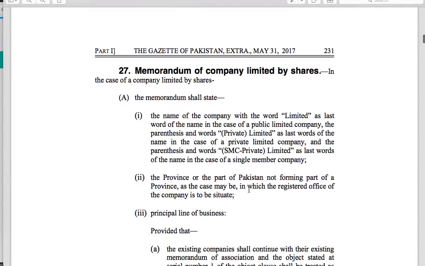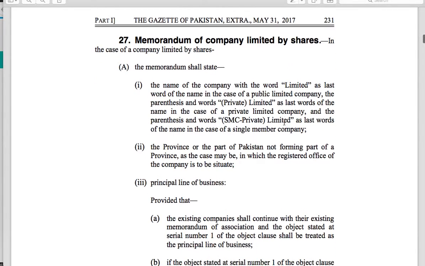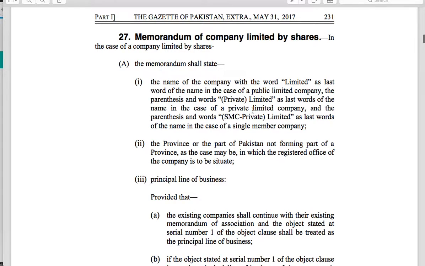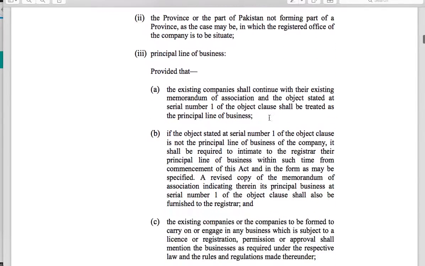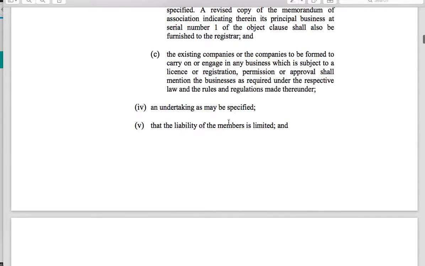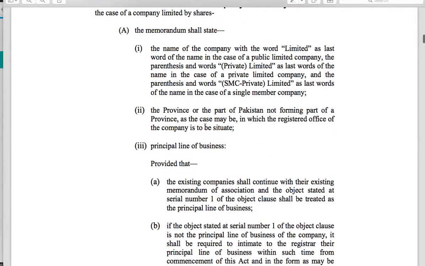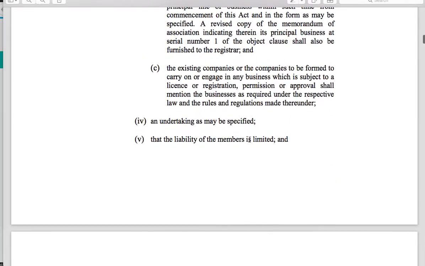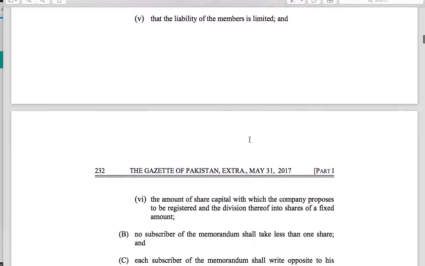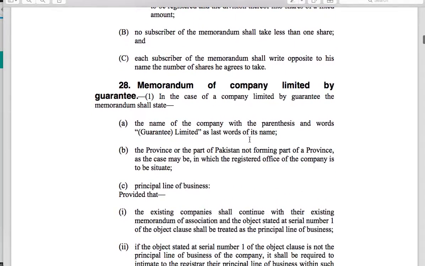Secondly, your principal line of business and the name of your business should be in line, and your memorandum and articles should show this. Then these are special provisions for the memorandum of a company limited by shares. How will the name be represented: limited, private limited, or SMC, single member private limited, and what will be the liability of members, principal line of business, what province. So this is an outline or format of the memorandum of a share company.